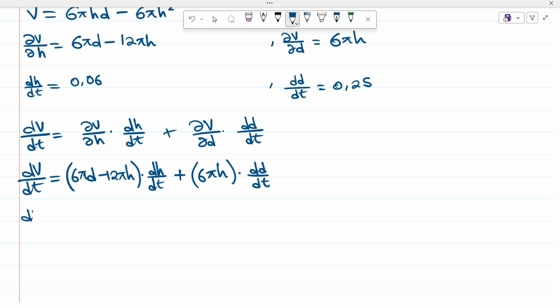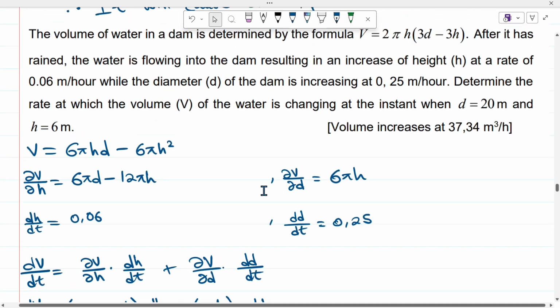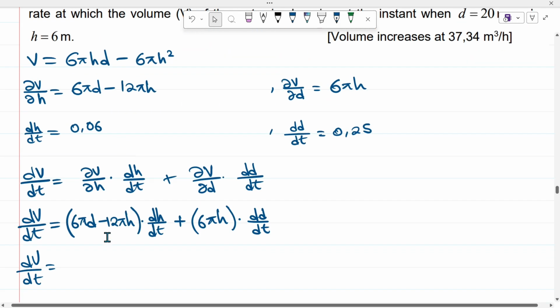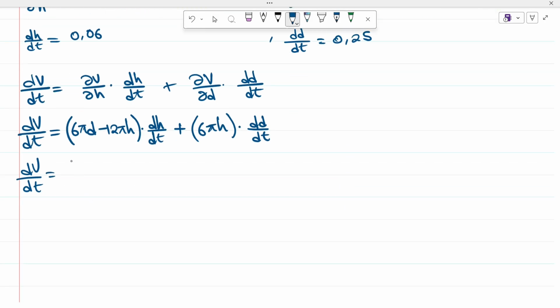And then from here, the partial derivative of v with respect to time. So we were told that the diameter equals 20 and h equals 0.6. That means when there is h, we're going to substitute 6, and when there is d, we're going to substitute 20. And then the derivative of h with respect to t is that one, and dd/dt is that one. So now let's substitute everything and get our answer.